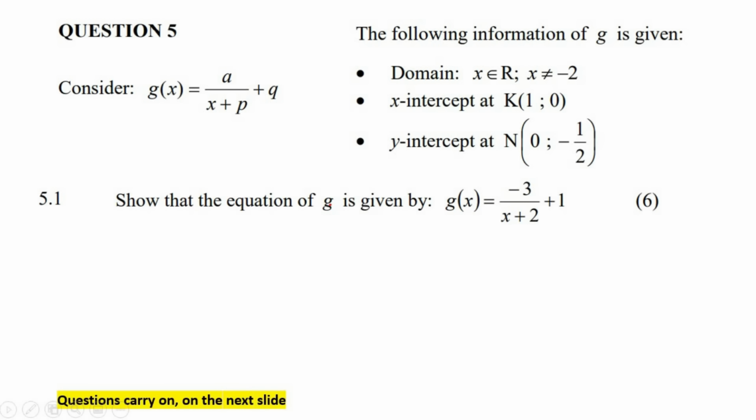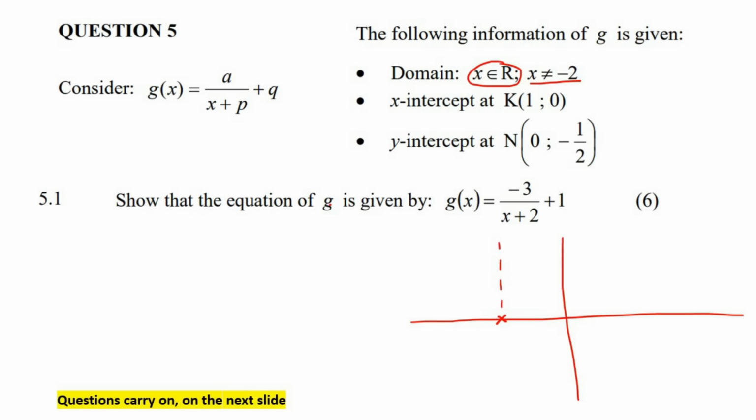So let's start with the first question. It says, show that the equation of g is this over here. Okay, so, right, I've seen many of these types of questions before. So here's an x and y axis, okay? Now they're saying that the domain of this hyperbola is anything except -2. So we go to -2 and then just put a dotted line through that. What that means is that's your vertical asymptote, okay? At x equals -2.